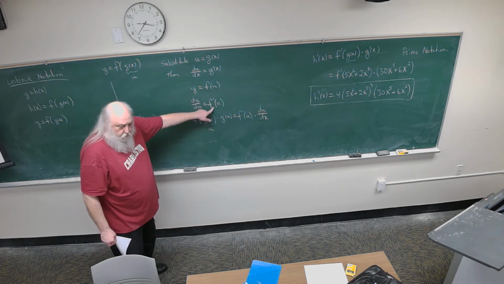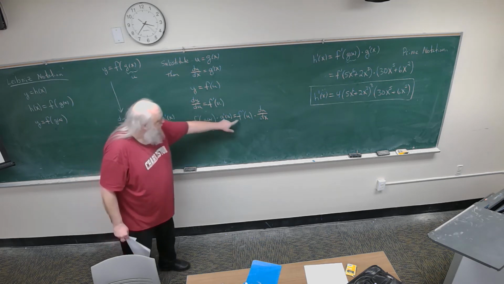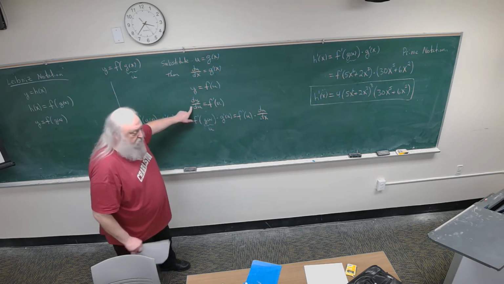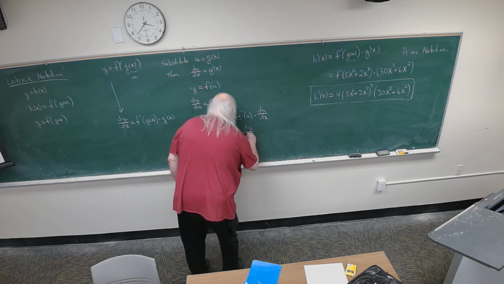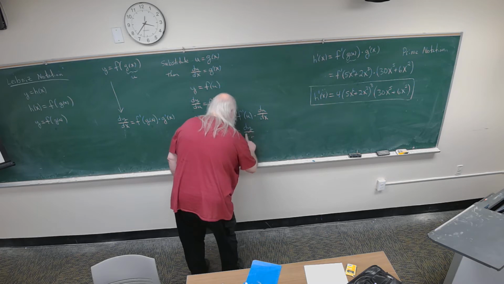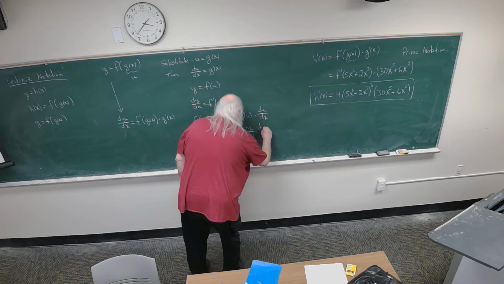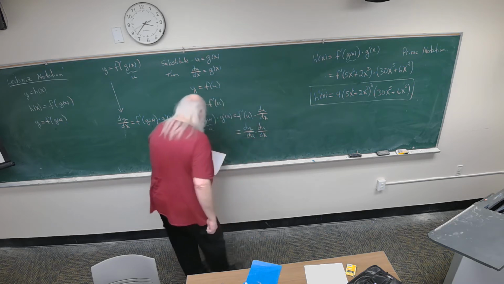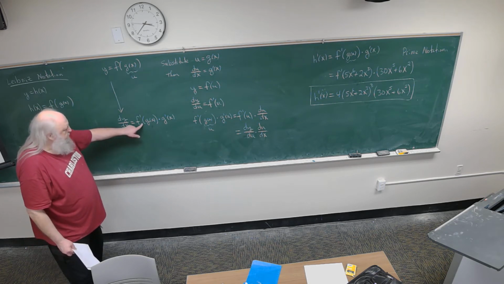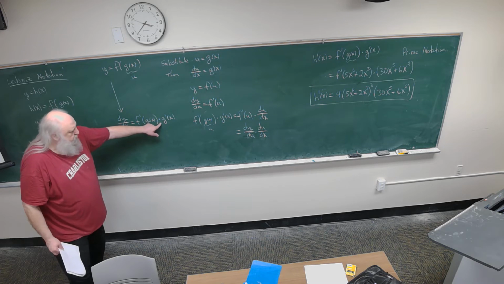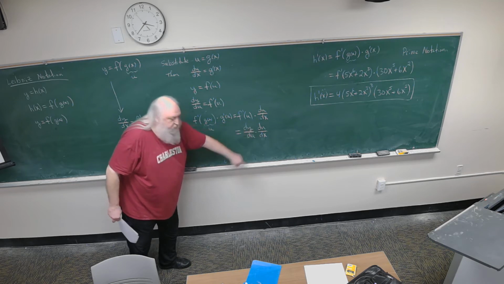F prime of u is equal to the derivative of y with respect to u. So I'm going to replace f prime of u with the derivative of y with respect to u. So we have the derivative of y with respect to u times the derivative of u with respect to x. So I can replace f prime of g(x) times g prime of x with the derivative of y with respect to u times the derivative of u with respect to x.